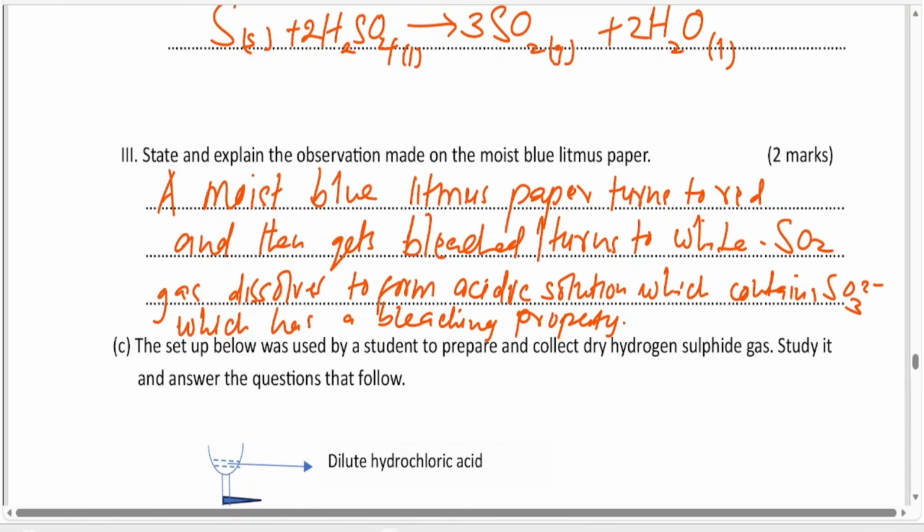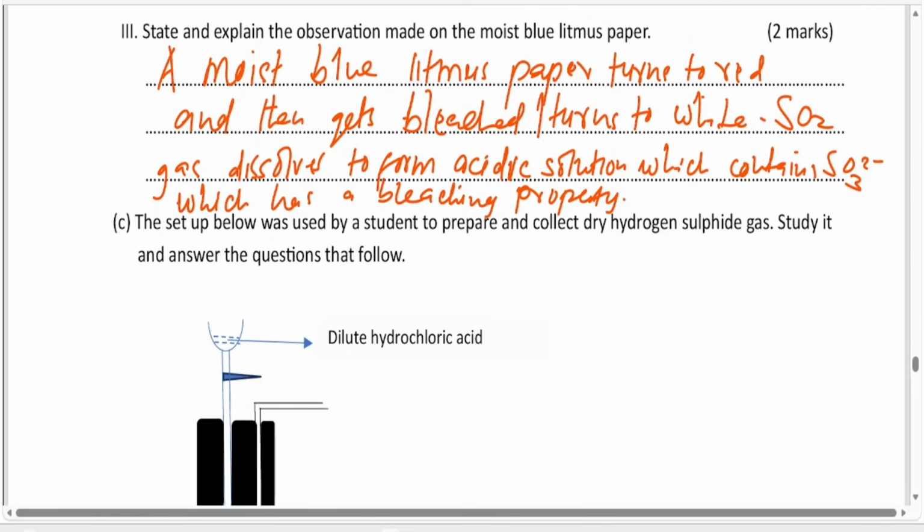And of course, the hydrogen ions in the acid turn the blue litmus paper to red. So that is the explanation under that particular question. Let's look at the next question.